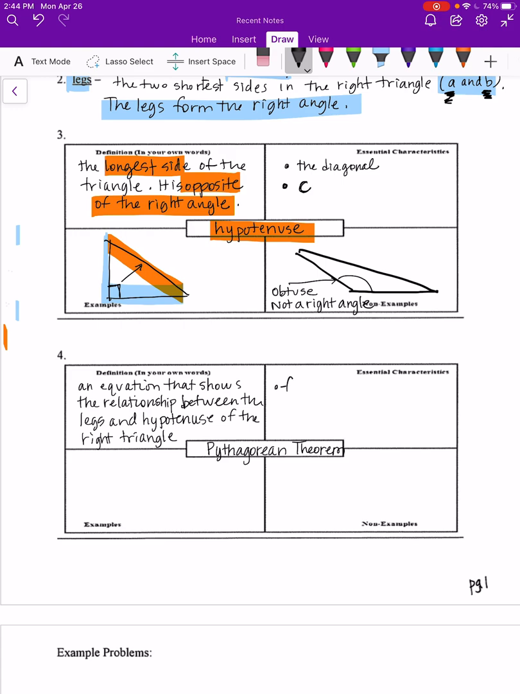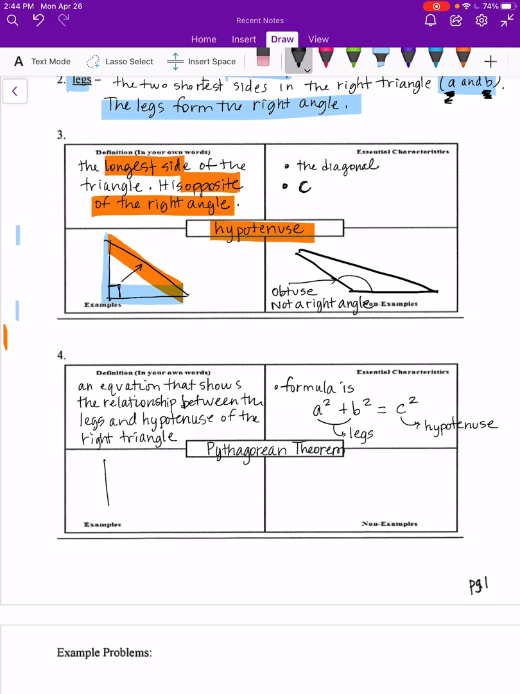So the formula is, and you're going to know this inside, outside, backwards, forwards, a squared plus b squared equals c squared. A and b are the legs, and c is the hypotenuse. So it all fits together. A squared plus b squared equals c squared.